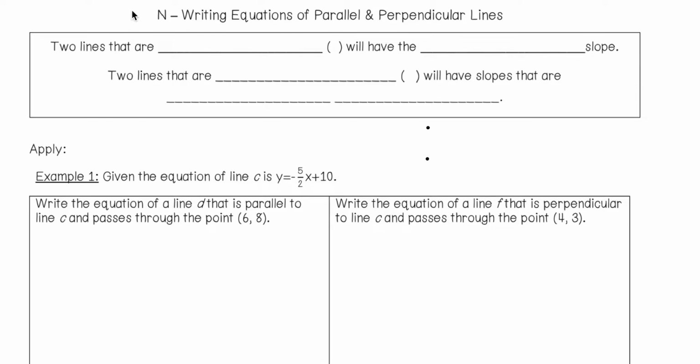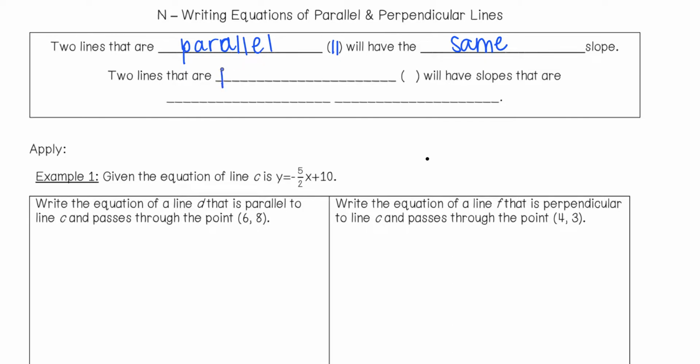In this video, I'll be going over our notes for how we can write equations of parallel and perpendicular lines. Remember that two lines that are parallel are going to have the same slope. The parallel line symbol looks like two L's next to each other, so they'll be written like that, and they're going to have the same exact slope.